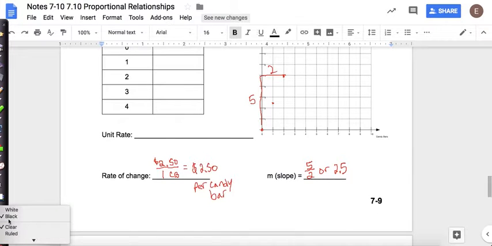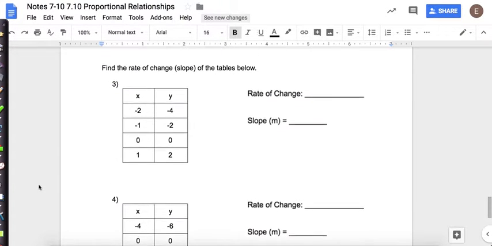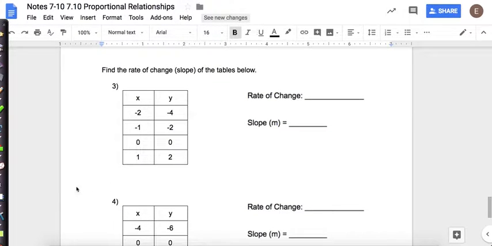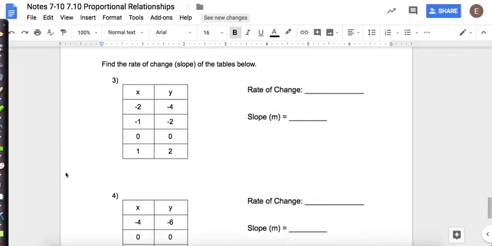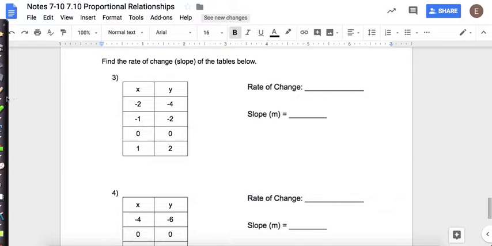Okay, turn the page. And now we're going to look at some examples that aren't real life examples. So I'm going to show you a way we can find the rate of change without looking at the graph. So we said that rate of change, or slope, is change in y over change in x, vertical change over horizontal change, and rise over run.